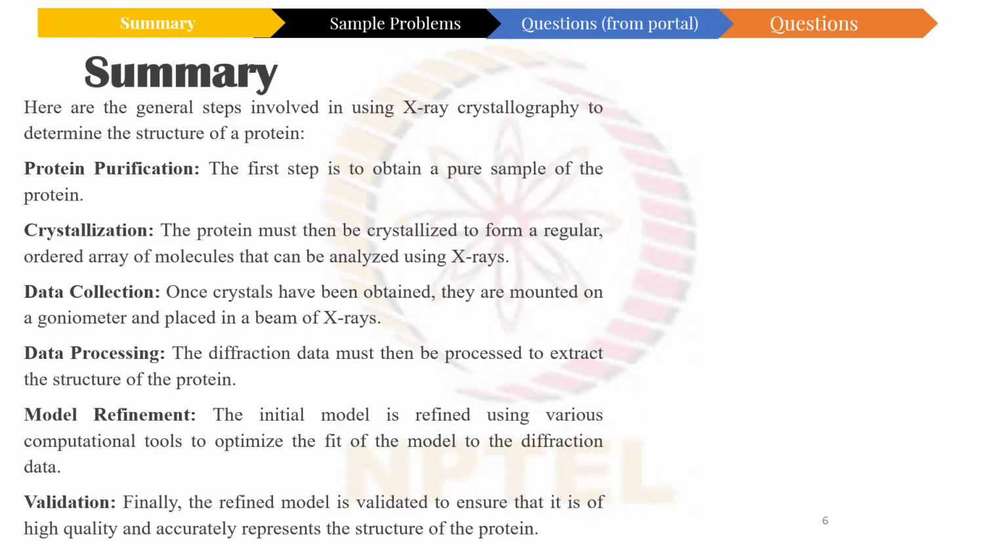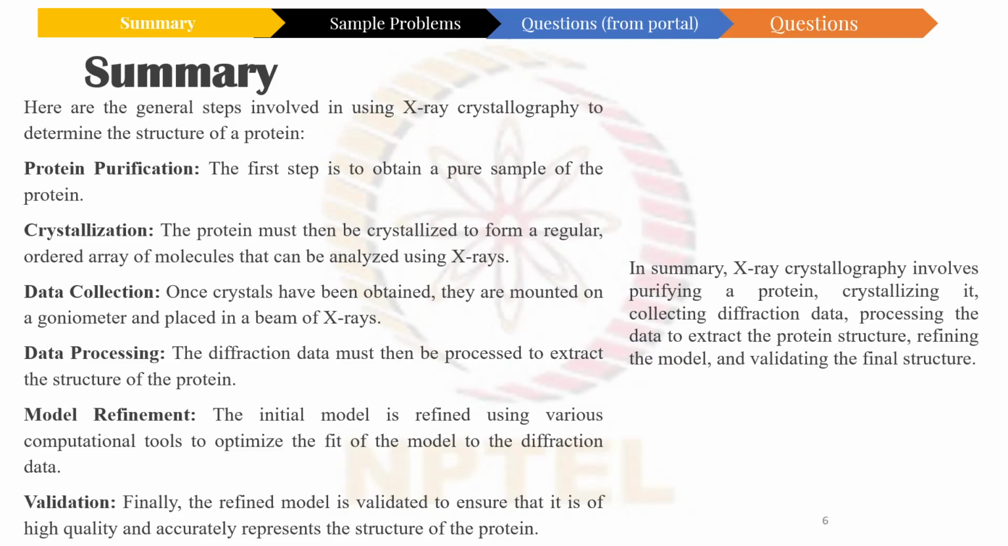And the last one is validation, where the refined model is validated to ensure that it is of high quality and accurately represents the structure of the protein. This involves checking for errors or inconsistencies in the model, such as clashes between atoms or unrealistic bond lengths or angles.